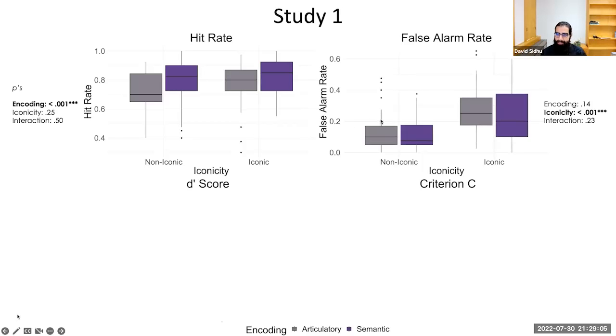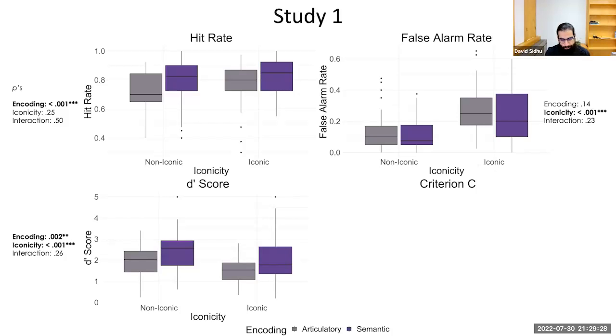But in false alarm rate, so this is how often they mistakenly say that they've seen a word when they haven't. So when they see a new word, they say, I've seen this word before, and are wrong about that. This time we get an effect of iconicity, but interestingly, we get more false alarms to the iconic words. So our first hint that there's actually maybe worse memory for these iconic items.